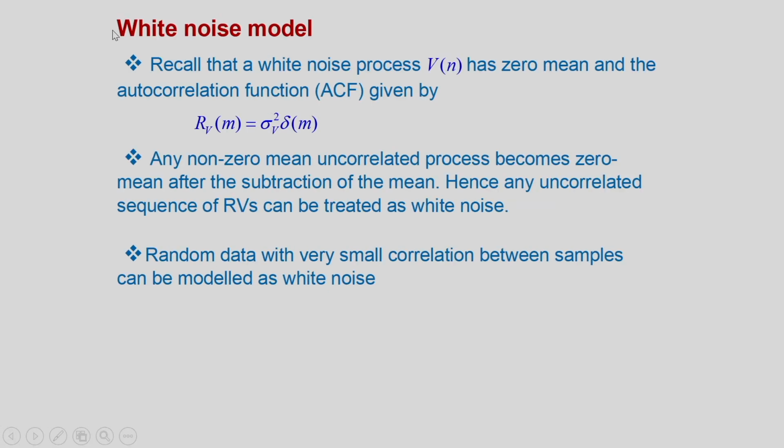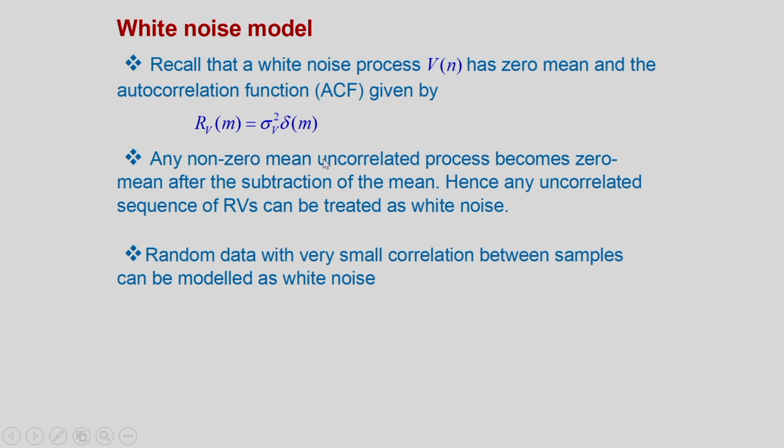The most elementary model is the white noise. Recall that a white noise process Vn has 0 mean because its power spectrum is flat. So, there is no DC component. It is a 0 mean and the autocorrelation function ACF is given by Rv of m is equal to sigma v square delta m. So, delta m equal to 1 at m is equal to 0, 0 elsewhere.